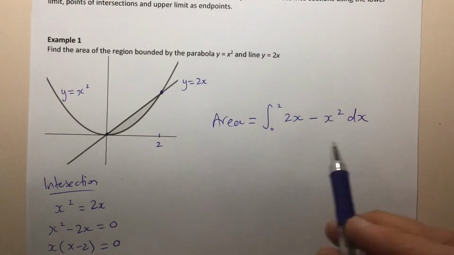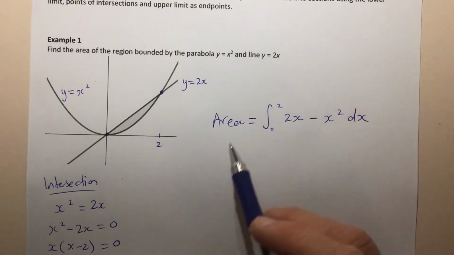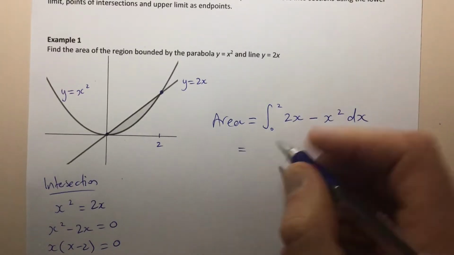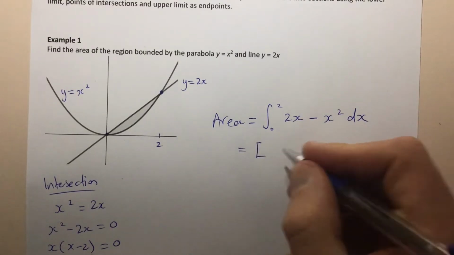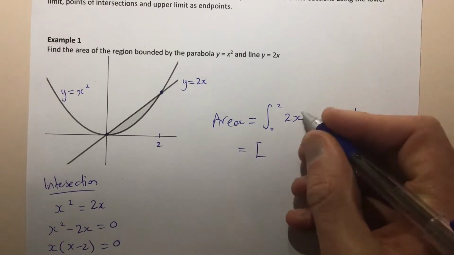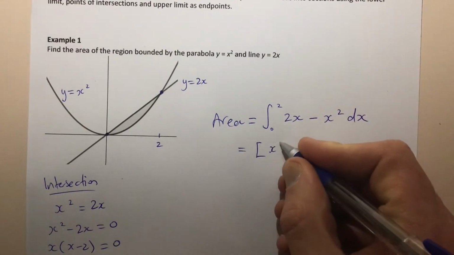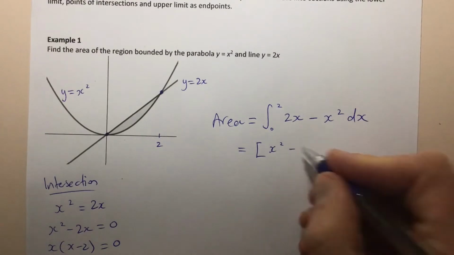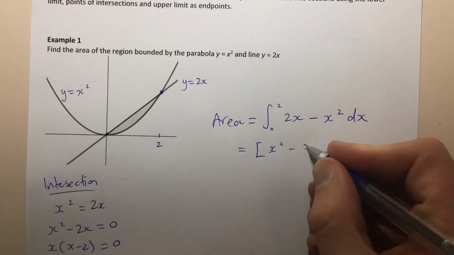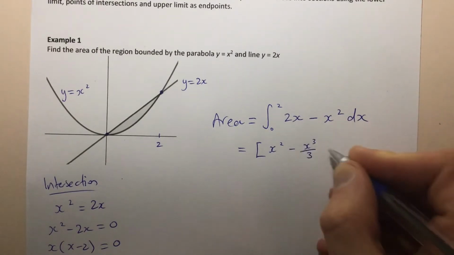And so now our job to find the area is to evaluate the definite integral. To antidifferentiate 2x, when we add 1 to the power and divide by the new power, it becomes 2x squared over 2. So that will actually cancel to just x squared. And the antiderivative of x squared is x cubed divided by 3.